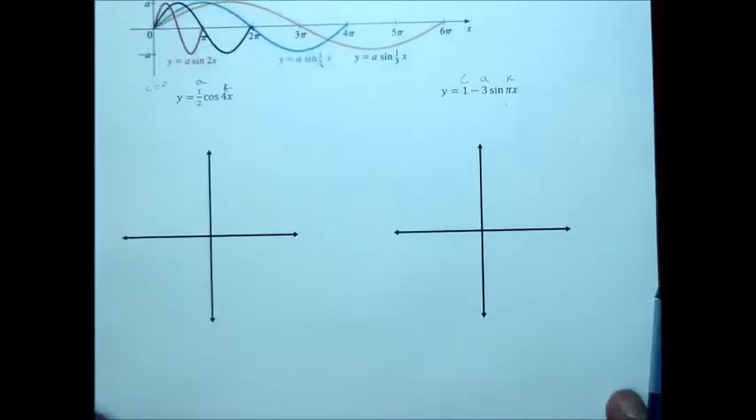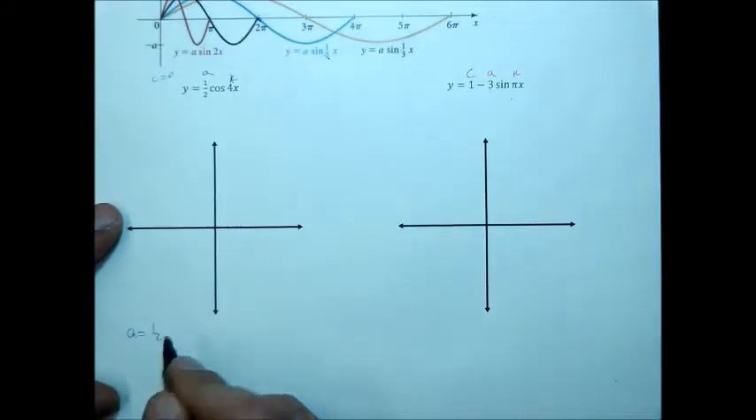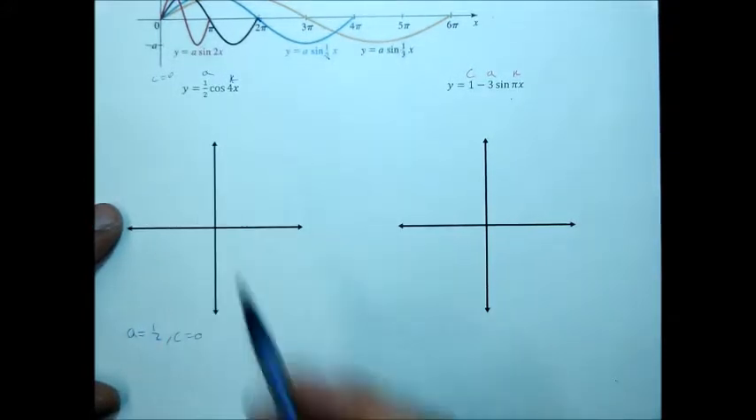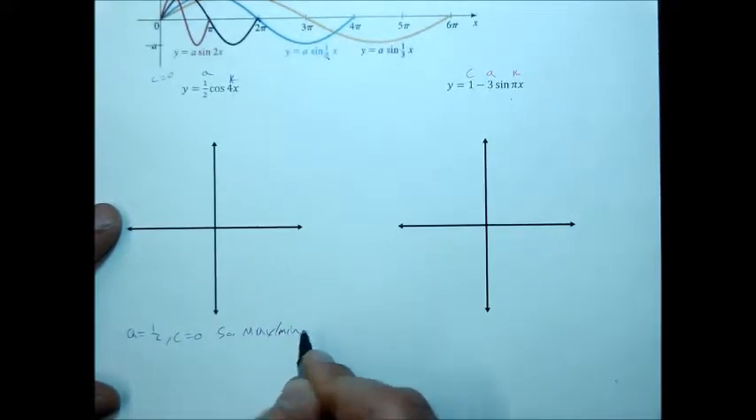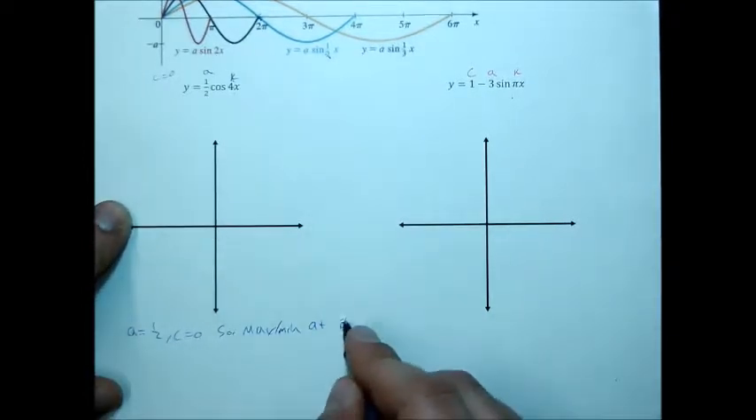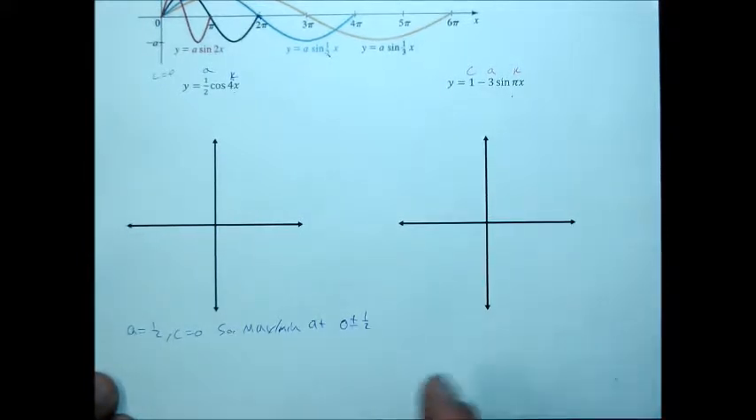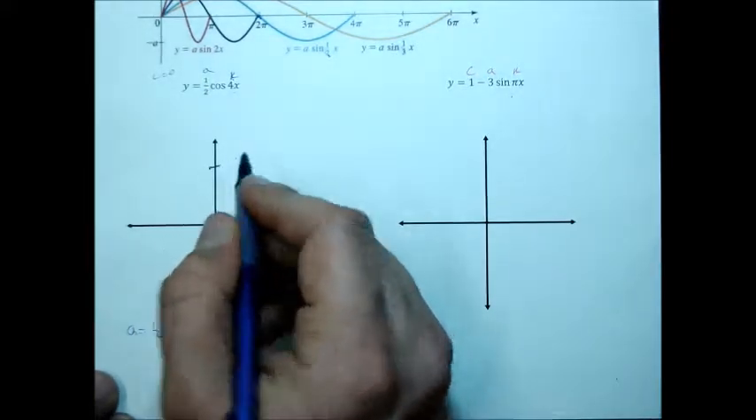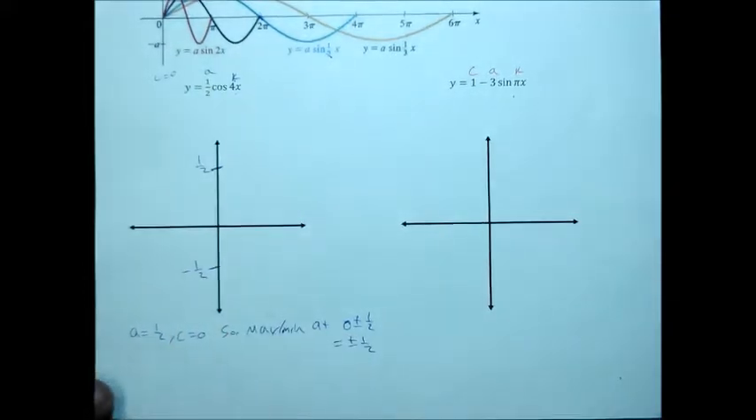So let's figure out what the max and the min are before we get started on this one. A is 1/2 in this, and C is 0. I just wrote that at the top here. And so that means, based on our last page, the max and the min are at 0 plus or minus 1/2, C plus or minus A. And so that's going to be plus or minus 1/2. The max is going to be up here at 1/2 before I do anything, and the min is going to be at minus 1/2.